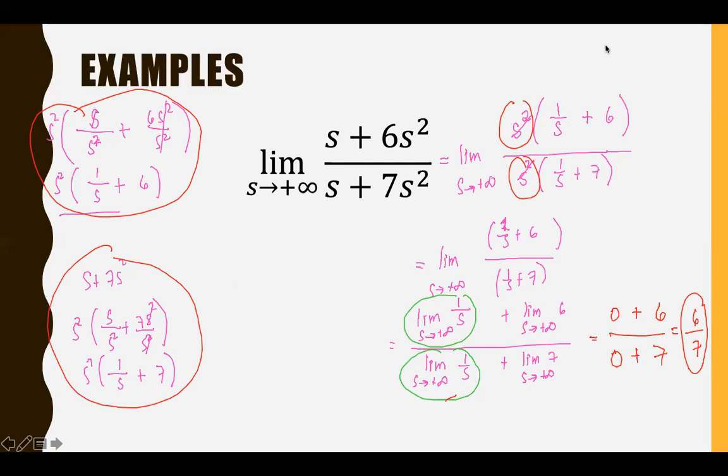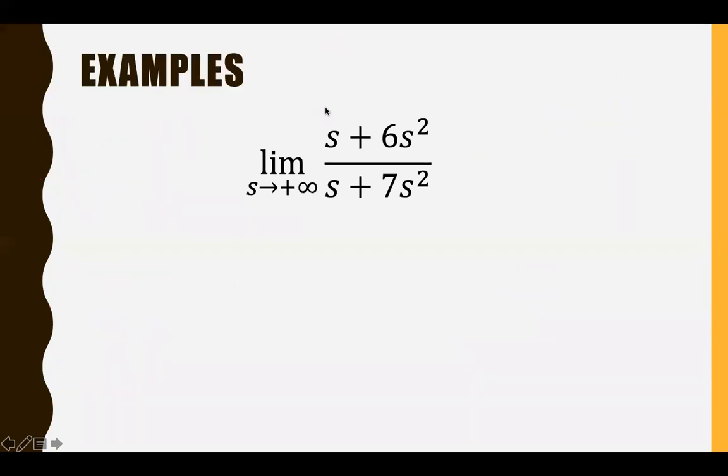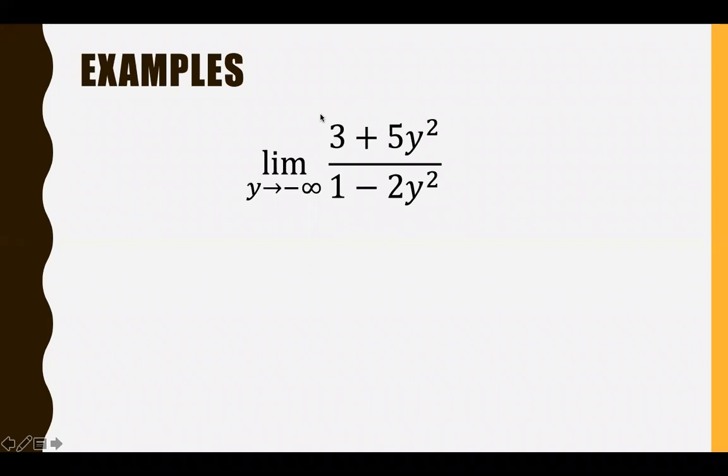So let's proceed to the next example, which is this one: the limit of 3 plus 5y squared over 1 minus 2y squared as y approaches negative infinity. The same drill. What you will be doing first is inspecting the degree of the numerator, which is 2, I believe, and the denominator has a degree of 2 still. So we can pull out y squared.